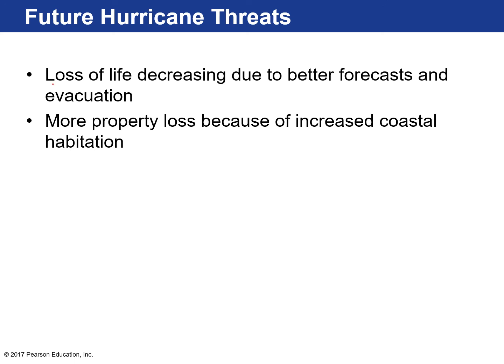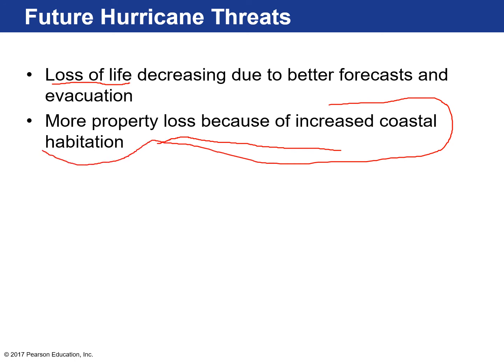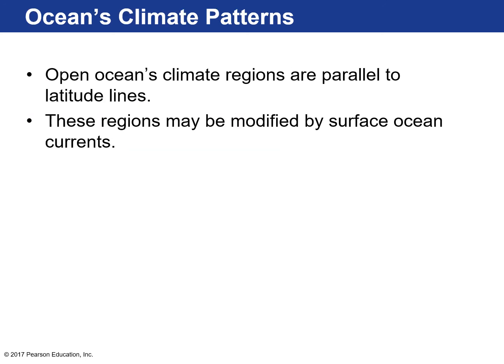Even though loss of life has been decreasing, the loss in property has been increasing because most people want to move near the coastline because the weather is great and it's beautiful, right? And people want to live there, but it comes with dangers like storm surge.